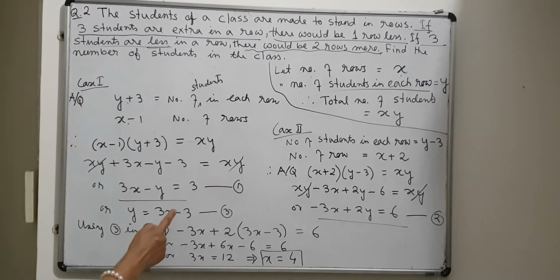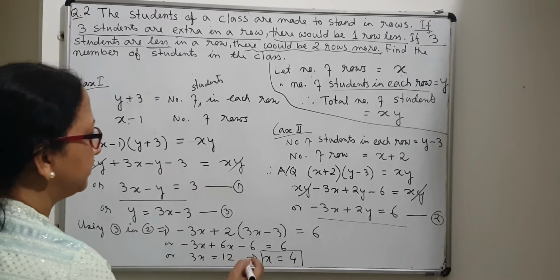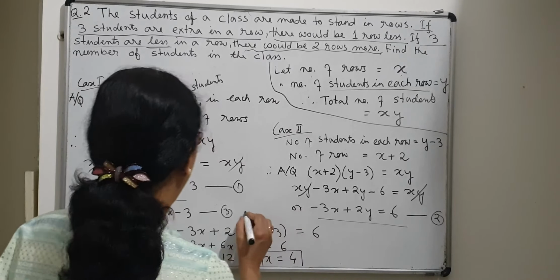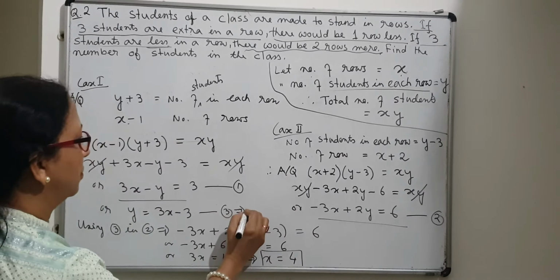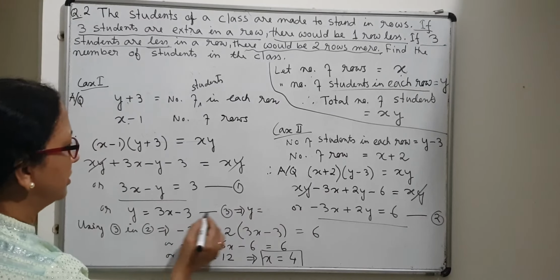So from equation 3, I can get the value of y by putting this value of x here. Let me write it here. This will give us y is equal to 3x minus 3.